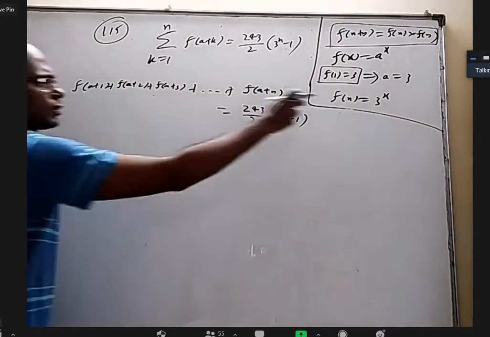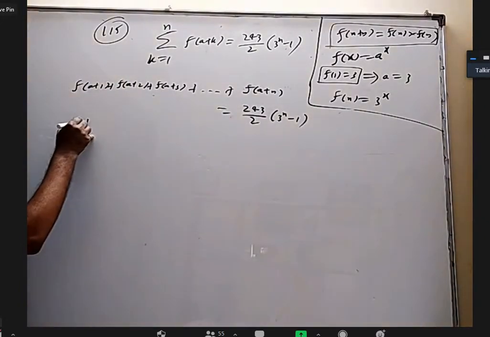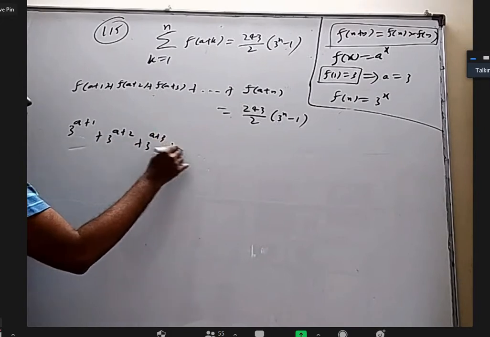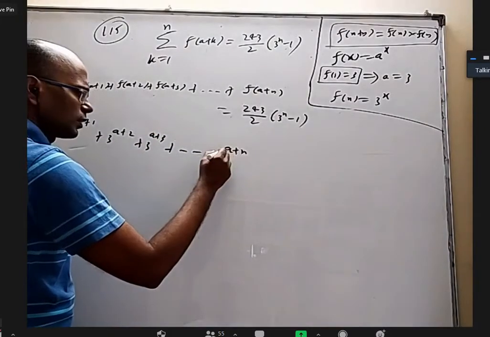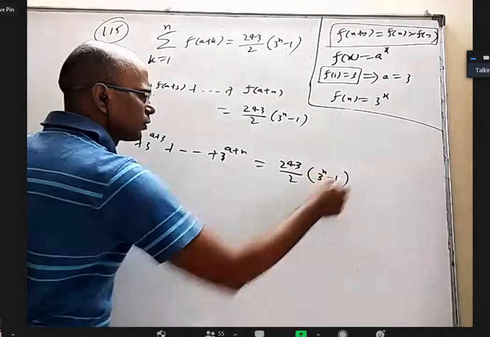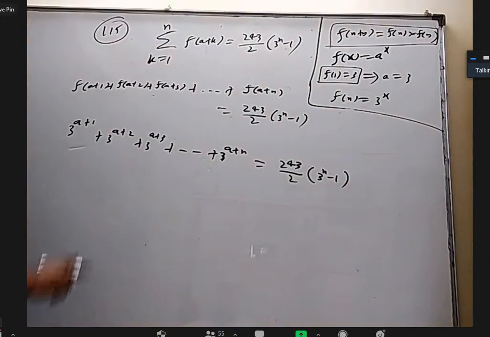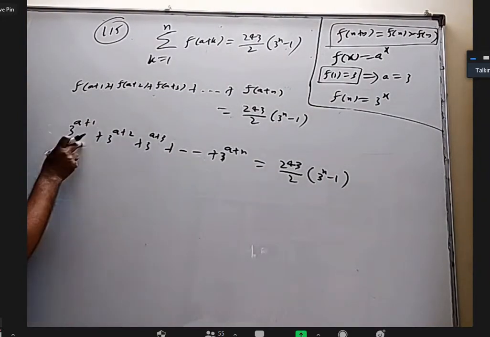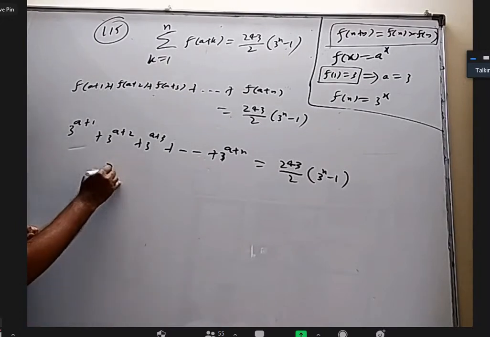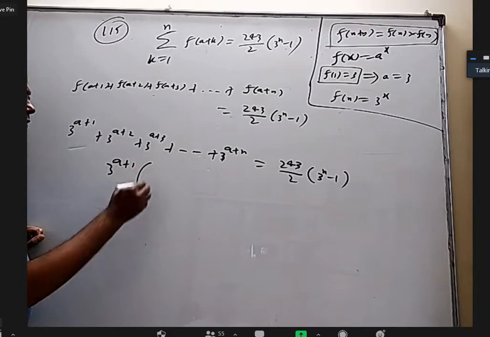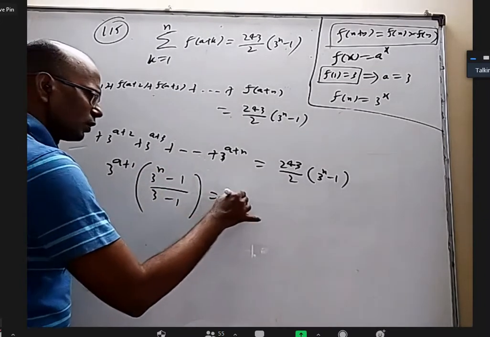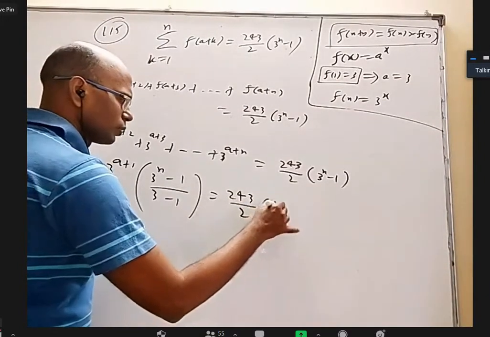What is f of a plus 1 based on this definition? 3 power a plus 1 plus 3 power a plus 2 plus 3 power a plus 3, and so on up to 3 power a plus n, is equal to 243 by 2 into 3 power n minus 1. This is a geometric progression of n terms, where this is the first term and the common ratio is 3. So I can use a into r power n minus 1 by r minus 1. So 3 power a plus 1 into 3 power n minus 1 by 3 minus 1 is 243 by 2 into 3 power n minus 1.